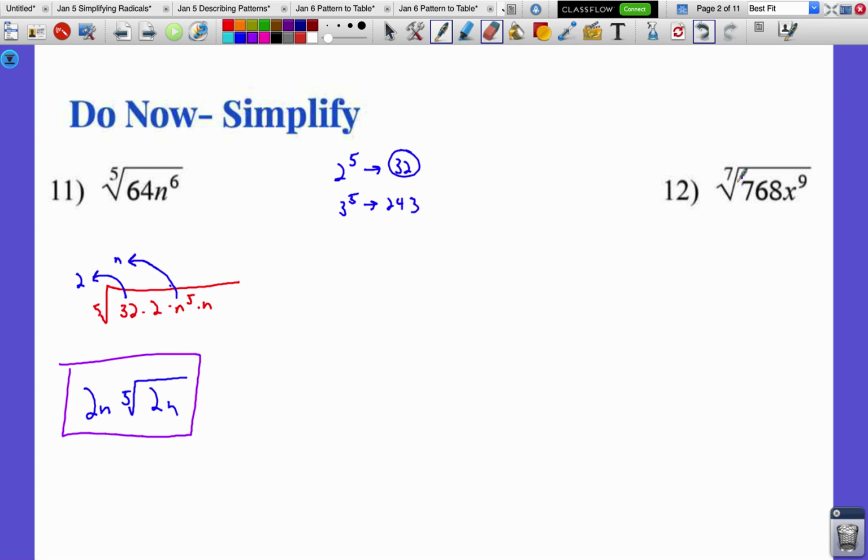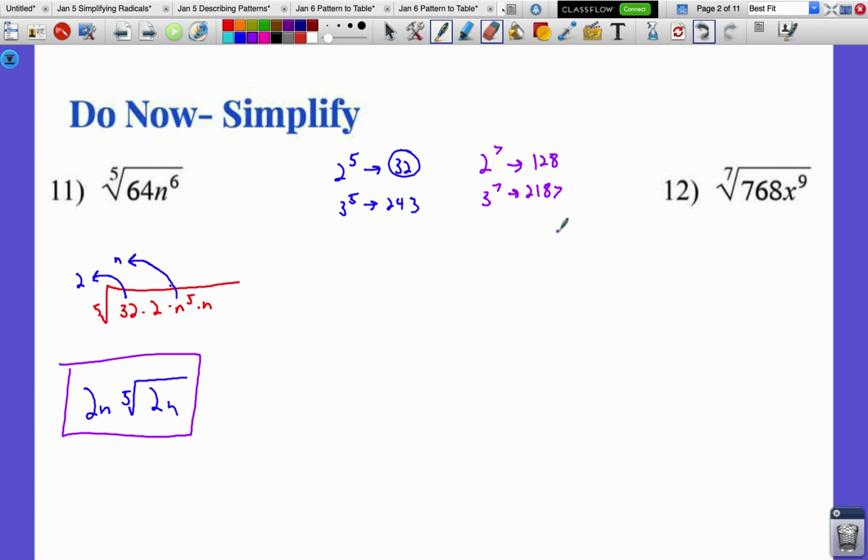Let's go over to this one. Now we've got a seventh root. So let's raise different numbers to the power of 7 and see if we can get a number that goes into 768. So 2 to the 7th is 128. 3 to the 7th is 2,187.